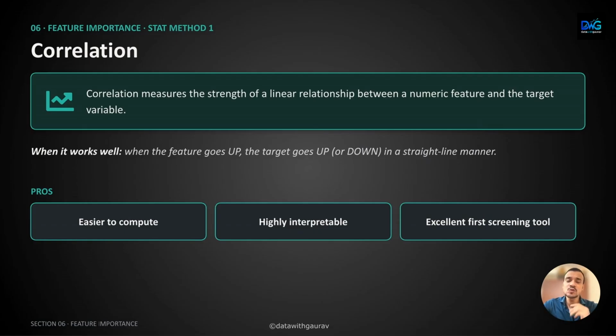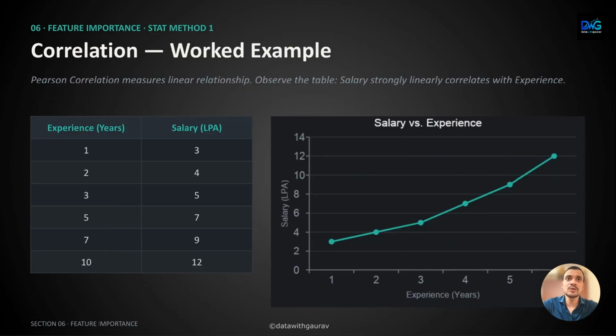One reason correlation is so widely used today is because of its simplicity. It is easy to compute, it is easy to interpret, and it provides a quick indication of whether a numerical feature is likely to be useful or not. That's why it is often used as the first screening tool during exploratory data analysis and feature selection. It helps us quickly identify promising features before moving on to more advanced techniques. Now let's see how Pearson correlation works using a simple example.